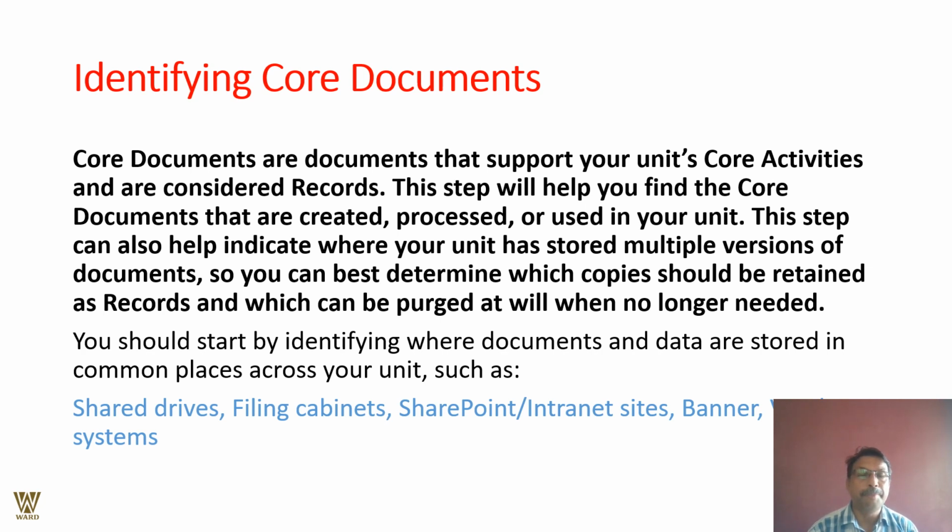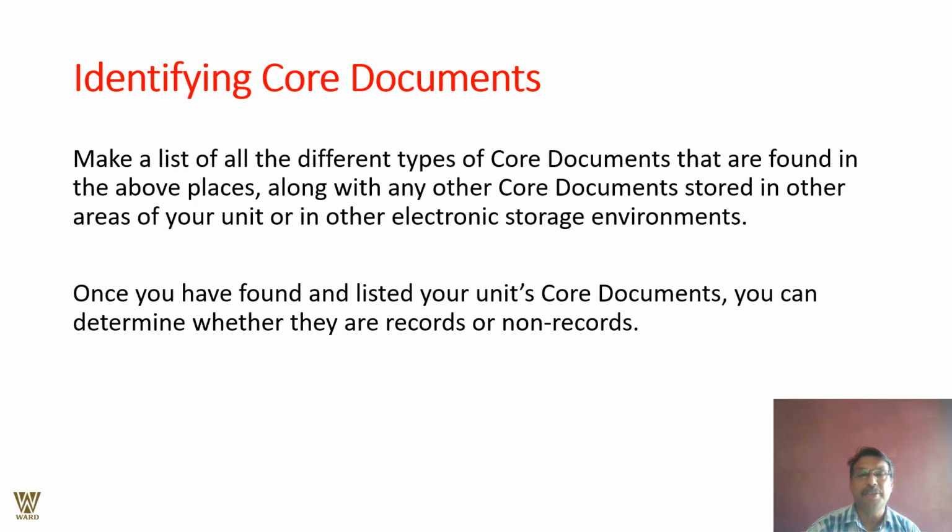You can start by identifying where documents and data are stored as a common practice across your unit: shared drives, filing cabinets, SharePoint, intranet sites, Banner, and everything included. Make a list of all the types of core documents found in the above places, along with other core documents stored in other areas of the unit or in other electronic storage environments. Once you have listed your core documents, you can determine whether they are records or non-records.